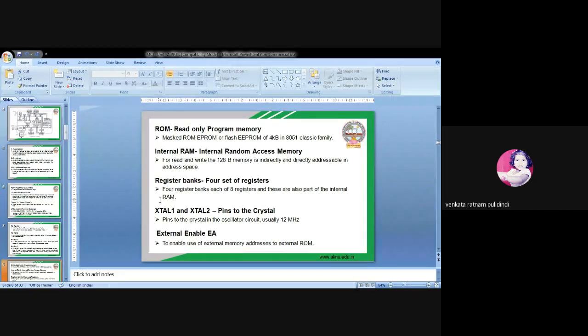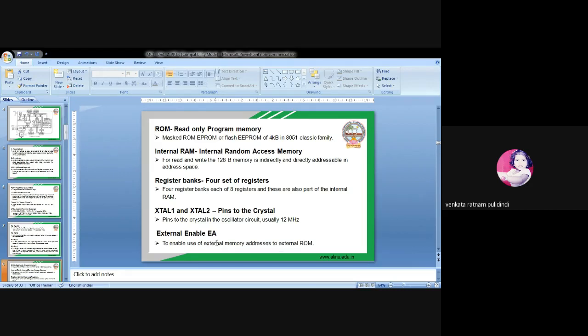These pins are used for connecting the crystal oscillator. Generally, the 8051 microcontroller operates on a 12 megahertz clock signal. So the time period of each clock is equal to 1 by 12 megahertz. That is the time of each machine cycle of each clock period.